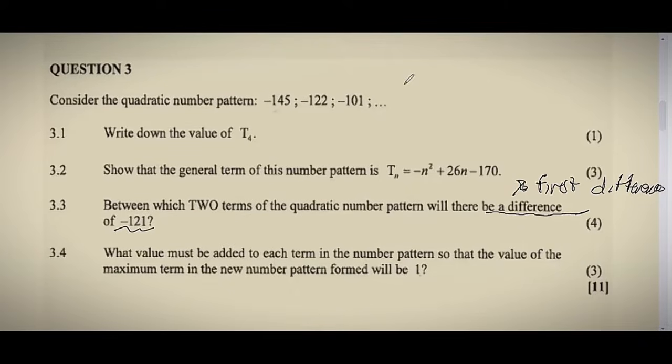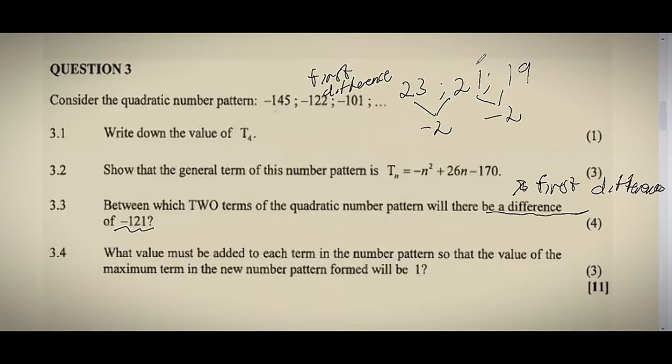Remember, we had 23, and then we had 21, and then we had 19 as the terms of the first difference, right? These were the terms of the first difference, which we know is the arithmetic. Then we had -2 and then -2. So that means at this point, what are we looking for? The Tn for the arithmetic pattern. So we're just going to go ahead and say Tn is equal to a plus n minus 1 and then d, right?